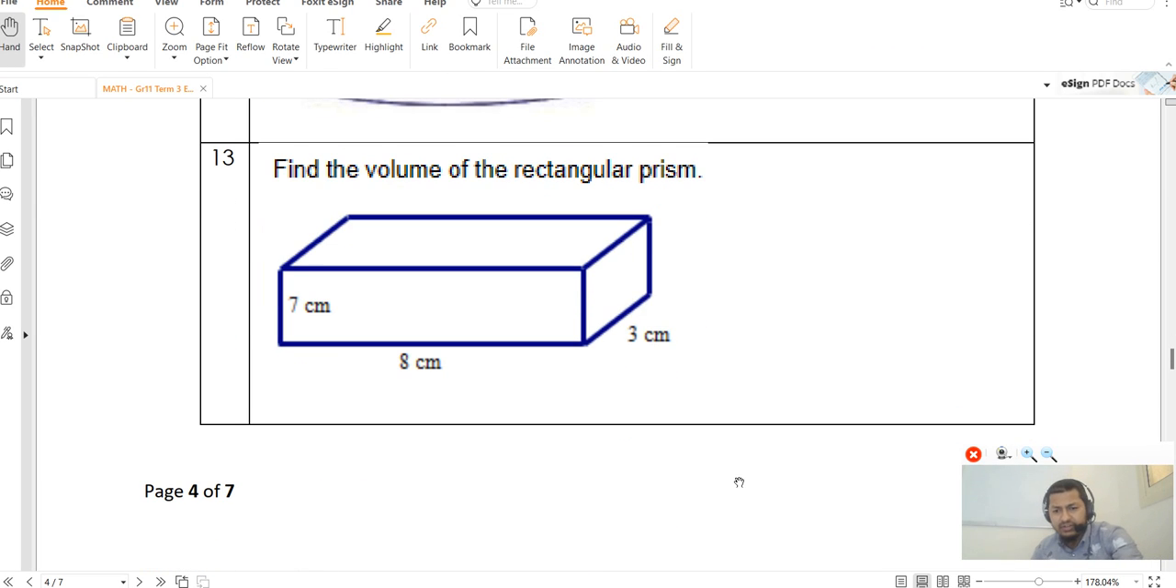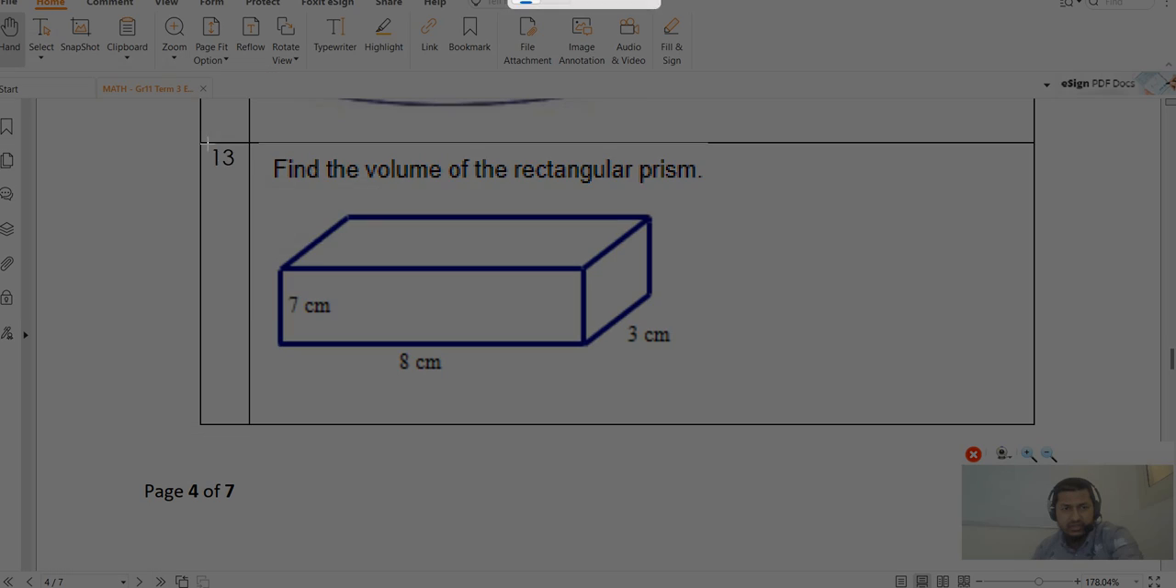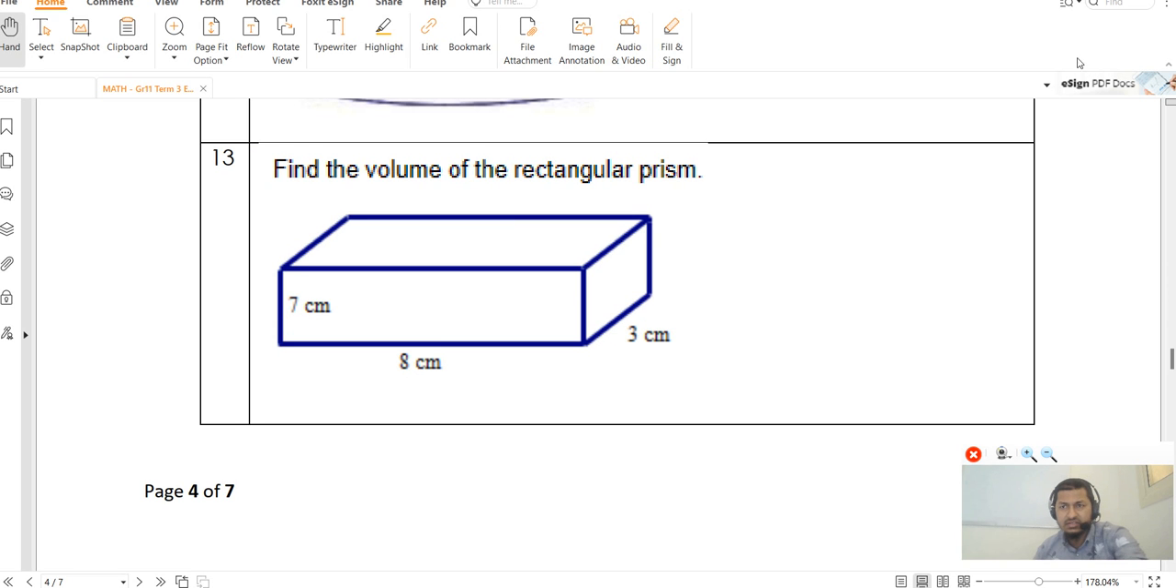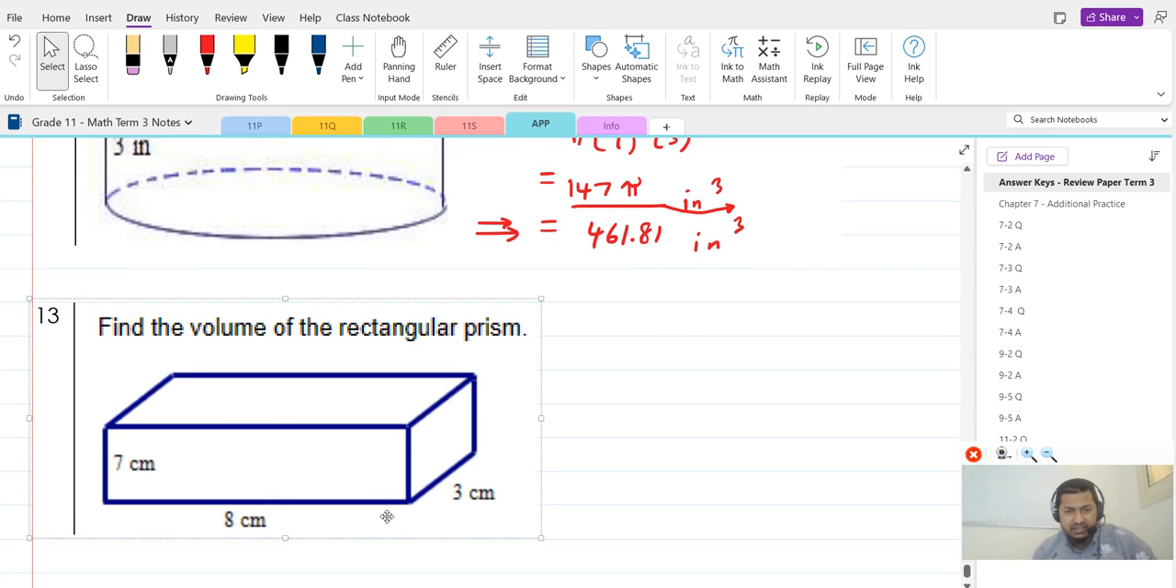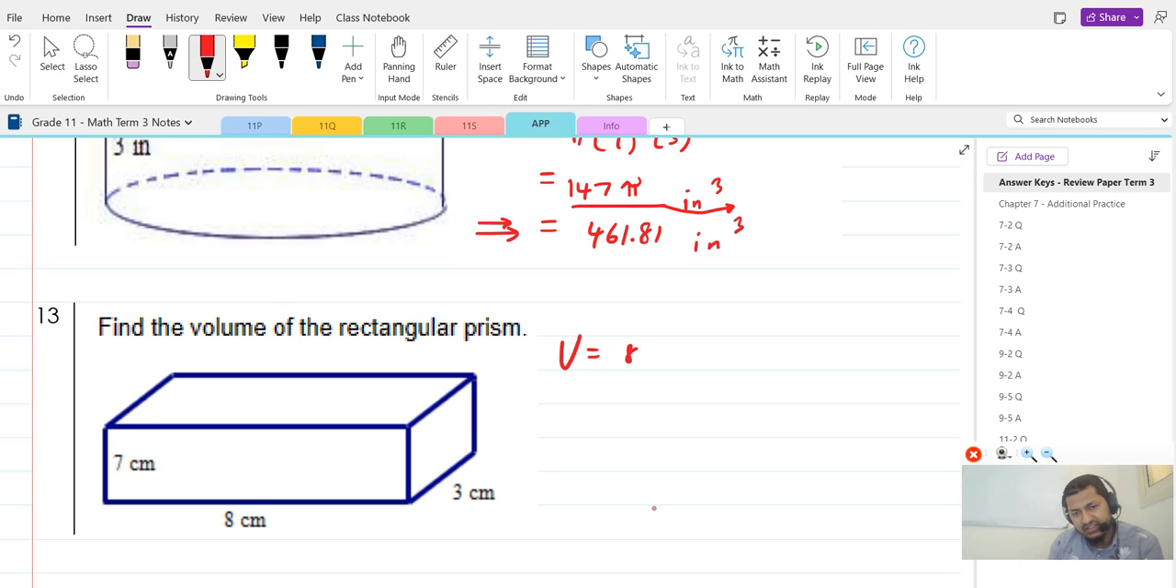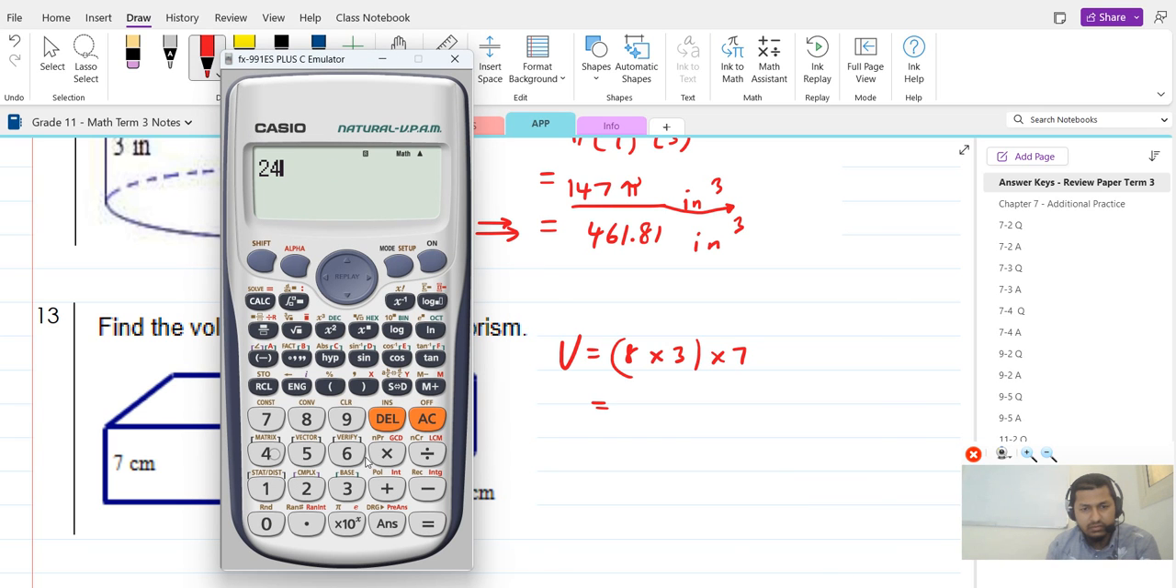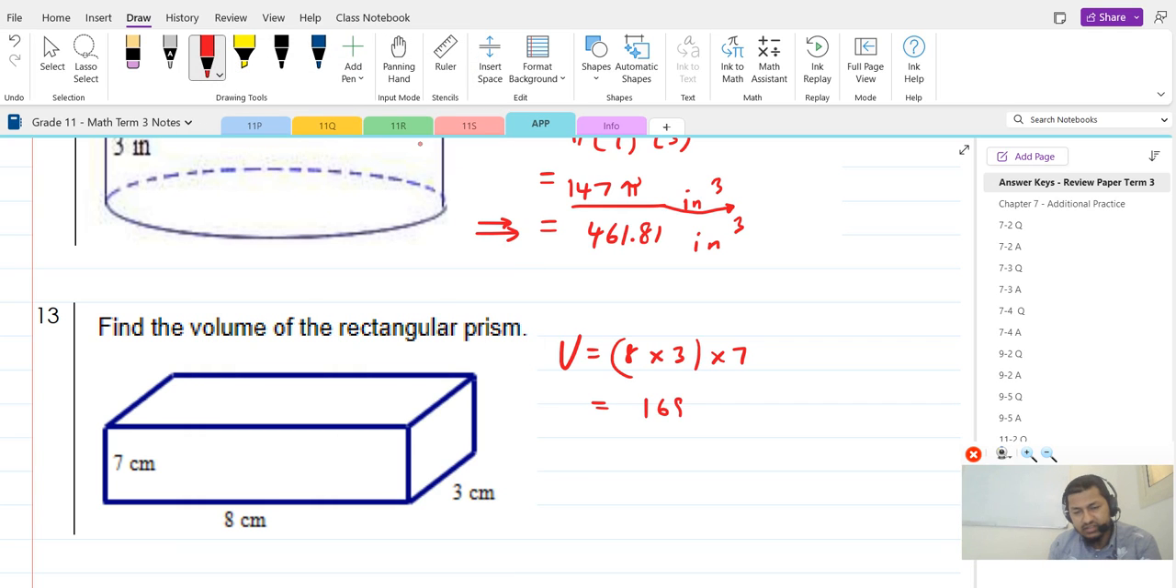Find the volume of the rectangular prism. Easy problem, right? Just finding the volume, basics. Just multiplying all three sides. Area of base times height: 8 times 3 times 7. So volume is 8 times 3 times 7, which is basically 24 times 7. That's 168 cm cubed, cubic centimeters.